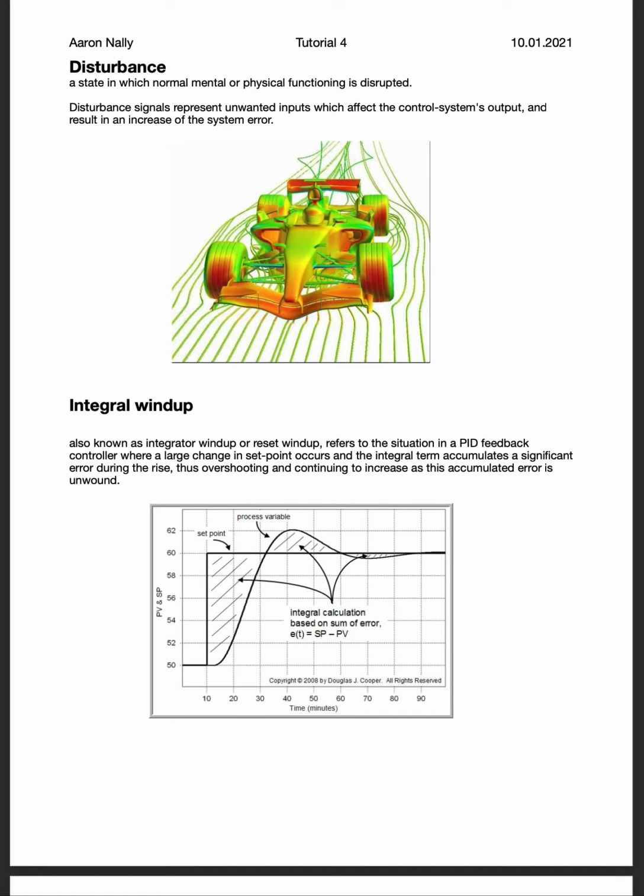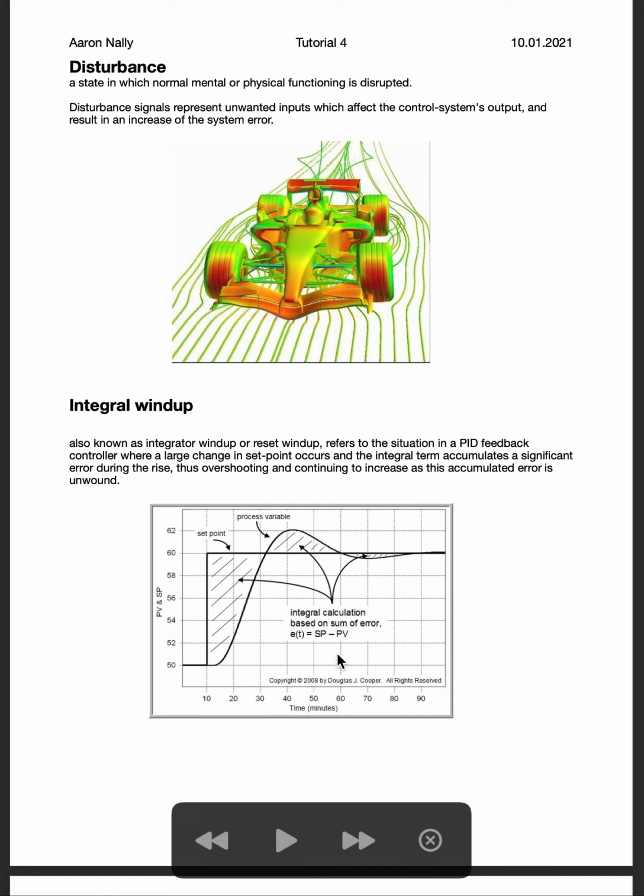Integral windup, also known as integrator windup or reset windup, refers to the situation in a PID feedback controller where a large change in set point occurs and the integral term accumulates a significant error during the rise, and overshooting continues as this accumulated error is unwound. As we see, we have our set point and the integral doesn't go straight up; it creates an area under the graph for the set point and then produces a small overshoot, which is based on the sum of the errors. So error equals SP minus PV.